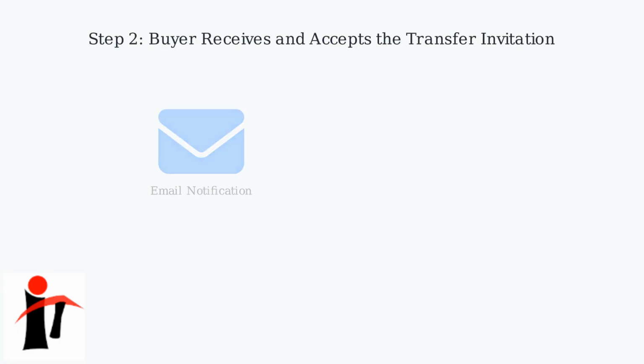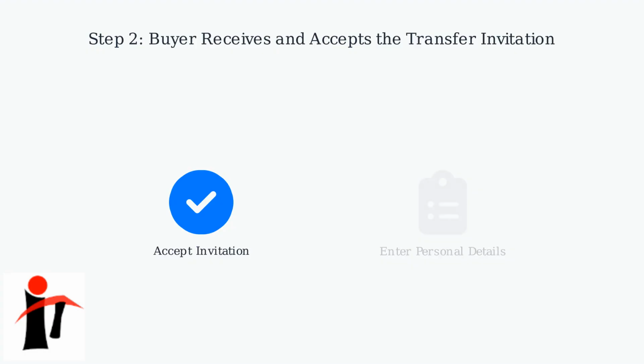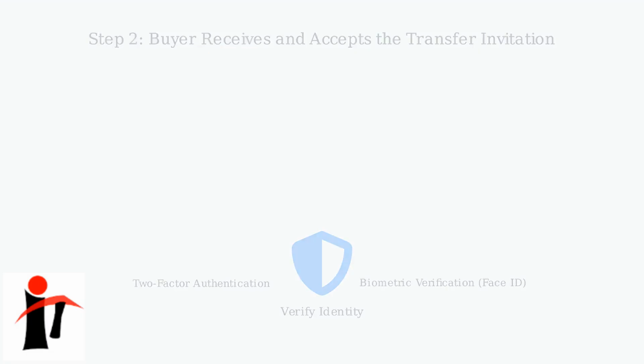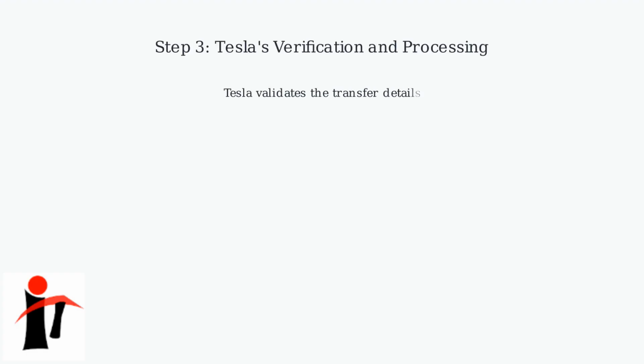Once the seller initiates the transfer, you'll receive an email or app notification with the transfer invitation. Accept the invitation through the app or email link and enter your personal details as prompted. For security, you'll need to verify your identity using two-factor authentication or biometric verification like Face ID. Tesla will validate the transfer details. This process usually takes only a few minutes, but in some cases, it can take a few hours.